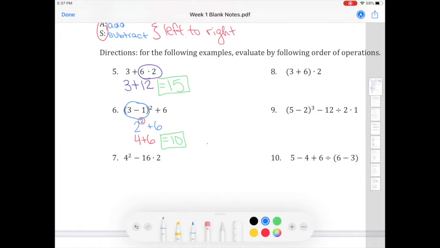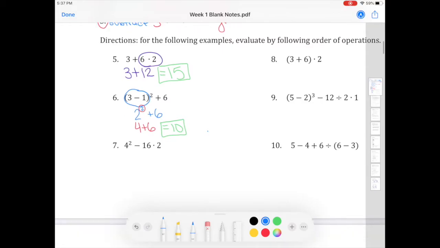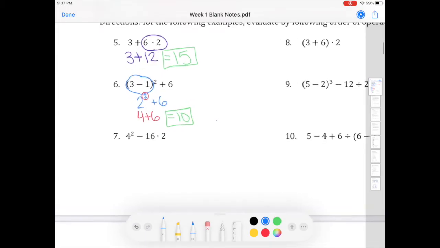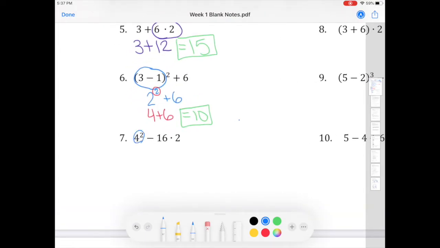Okay, and then 4 plus 6. Last operation, there's nothing to worry about with order there. I just combine them and I get 10. All right, number 7, moving right along. We do not have parentheses in number 7, so I move on to E, which is exponents, and I do have that.